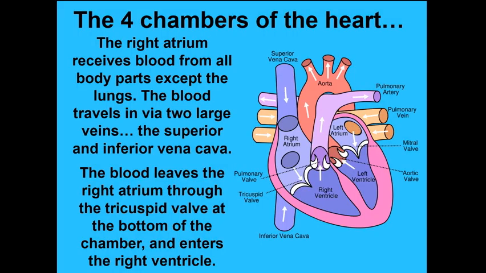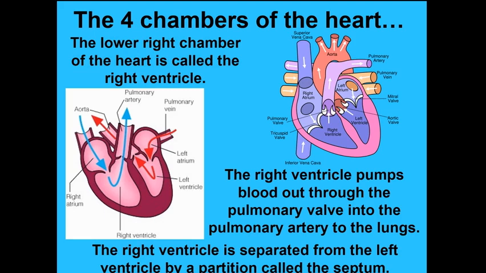The four chambers of the heart include the right atrium, the left atrium, the left ventricle, and the right ventricle. The right atrium receives blood from all body parts except the lungs, and the blood travels via two large veins, the superior and inferior vena cava. The blood leaves the right atrium through the tricuspid valve at the bottom of the chamber and enters the right ventricle. So the four chambers of the heart also include the right ventricle, the lower right chamber of the heart.